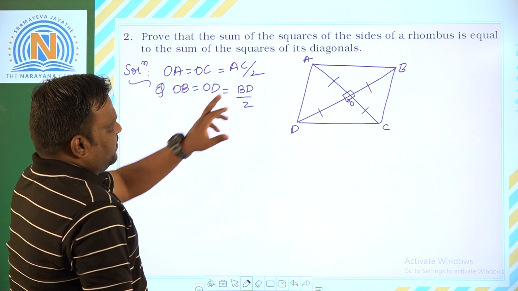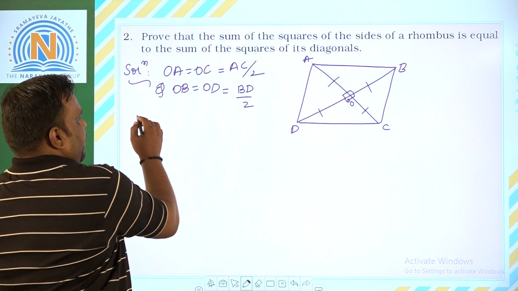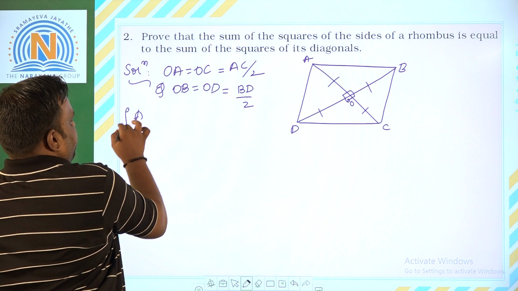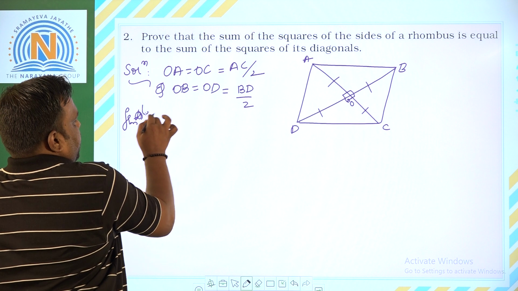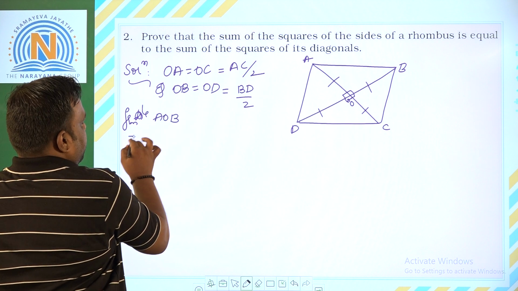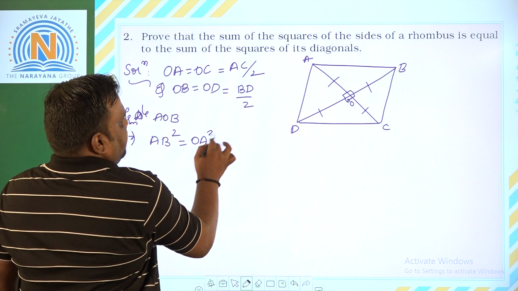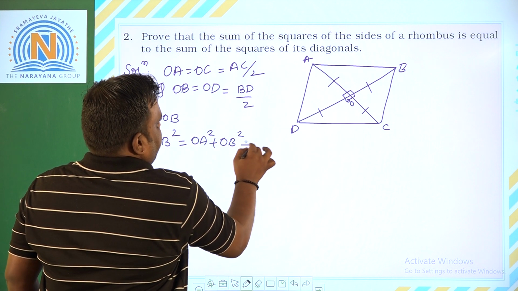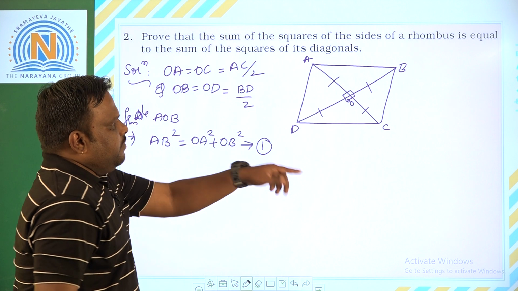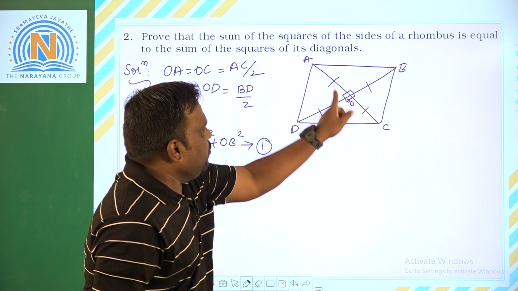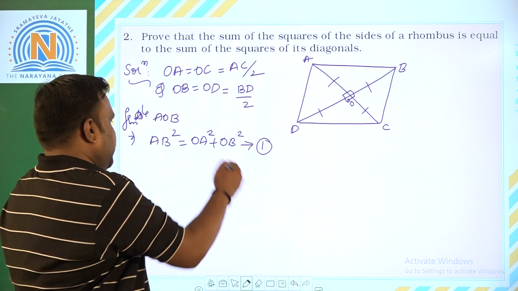Now consider the triangle AOB. From triangle AOB, according to Pythagoras theorem, AB square is equal to OA square plus OB square. Let us name this as the first equation. Similarly, we have three more triangles, BOC, COD and AOD. In the same way you write these.